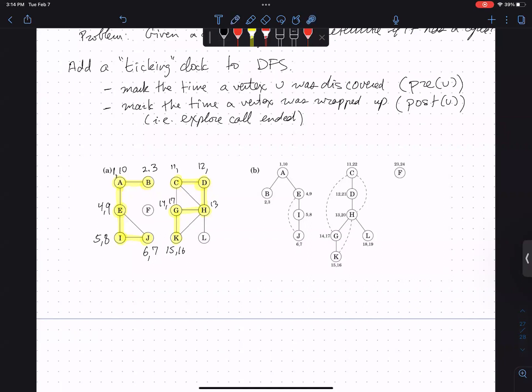Then when we go to H, notice we don't wrap it up because we have L to visit. So we're actually going to visit L. And our time is now 18. So we discover L at 18. We wrap it up right away, 19. We go up to H. We now wrap up H, 20. And we go wrap up everything else.